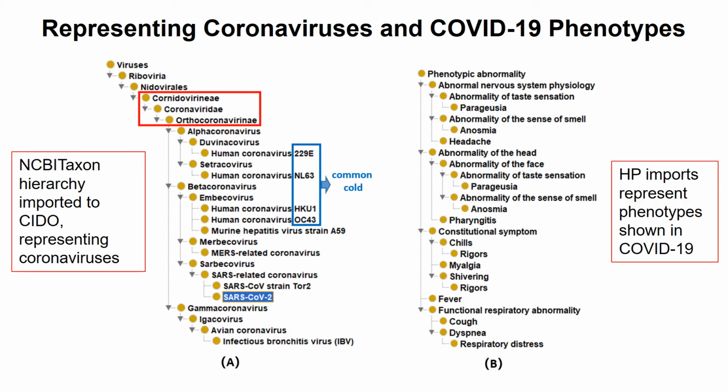And then this one demonstrates how CIDO uses the NCBI taxonomy hierarchy to represent the viruses and how they are related. So you can see SARS, SARS-2, and then you can see some coronaviruses that only cause common colds, and then MERS. And then we can also see the phenotypes imported from the Human Phenotype Ontology, and these phenotypes represent the common phenotypes shown in COVID-19 patients.